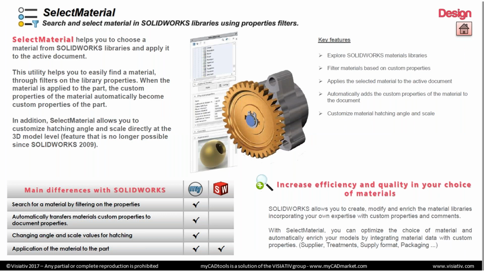This function helps you to filter, select or choose the material from your SolidWorks library. It makes it easy to find the material according to your spec. For example, let's say you want to find a mass density of 7,500, then you just key in the value and it filters for you. The key feature is the filters, and applying the selected material to your document. So I will show you in SolidWorks.